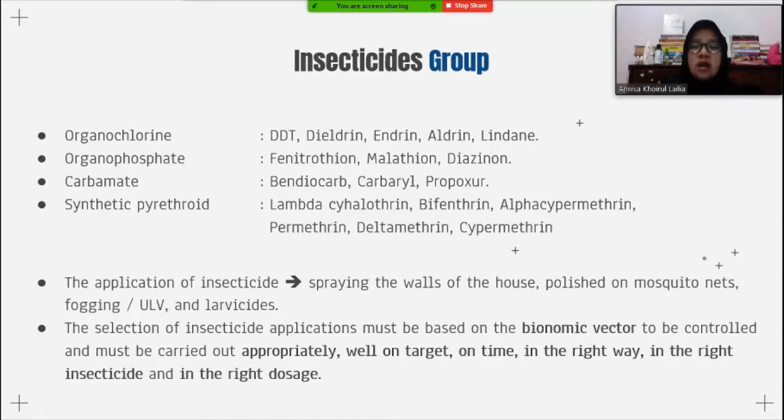And the selection of insecticide application must be based on the bionomics of the vector to be controlled and must be carried out appropriately: well on the target, on time, in the right way, with the right insecticide, and also in the right dosage.